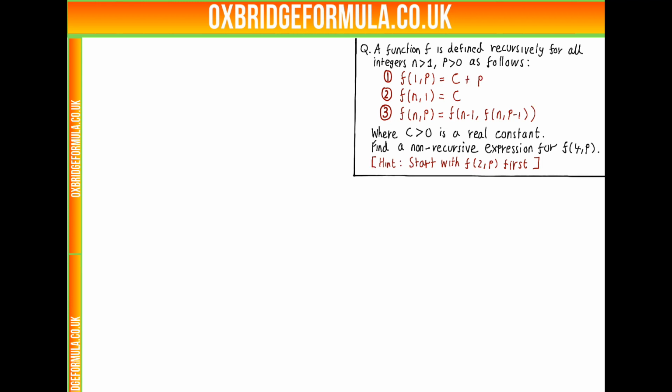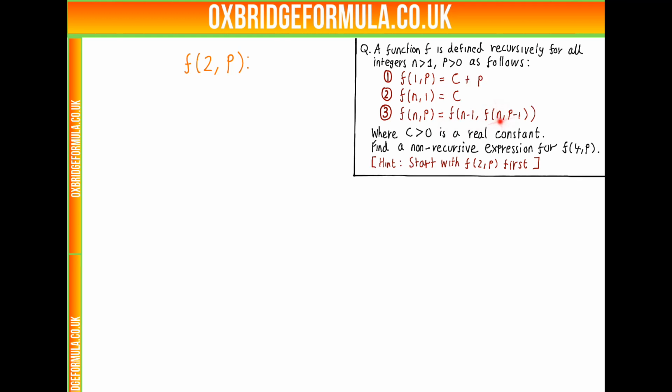So we're going to start by following the hint. We're going to look at f(2, p) first. So we're going to assume p is some general p here, that it's not any specific value, and we're going to try and work it out for this. So if p is 1, we're in a special case of rule 2, but if not, we're going to have to use rule 3 for a rule to apply.